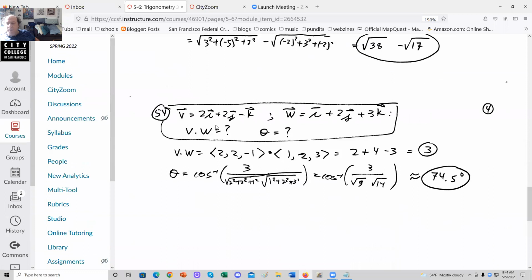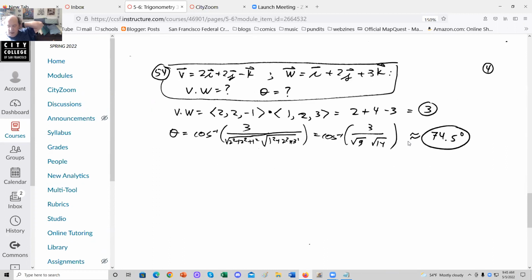All right, here we have two vectors, 2, 2, -1 and 1, 2, 3. What's their dot product and what's the angle between them? All right, the dot product is easy enough. 2, 2, -1 dot 1, 2, 3. Take products of components. 2 times 1 is 2, plus 2 times 2 is 4, plus -1 times 3 is -3. 2 plus 4 minus 3 is 3, and that's the dot product.